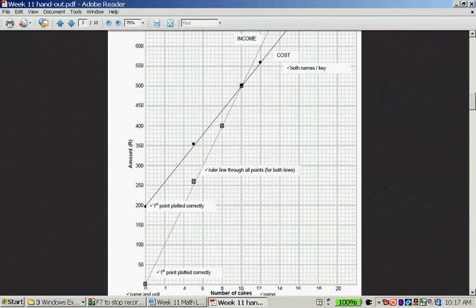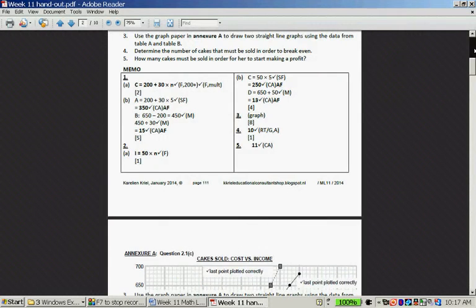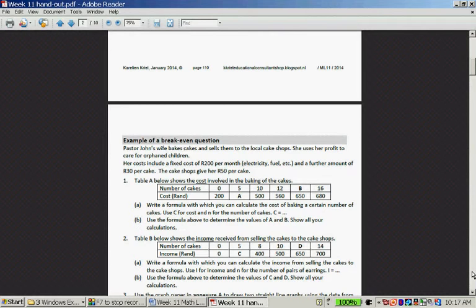Okay, so this is the number of cakes. At 5 cakes, which is here, you go up and then across. So that would be 250. This is not completely plotted in the right place, but let's just assume it's more or less right. The line is right though.